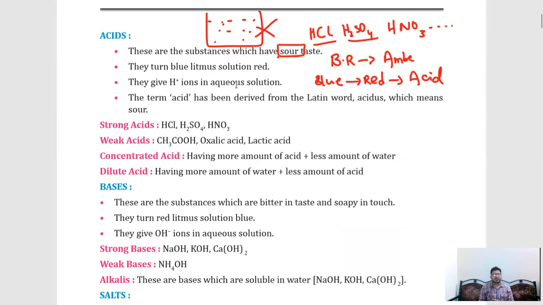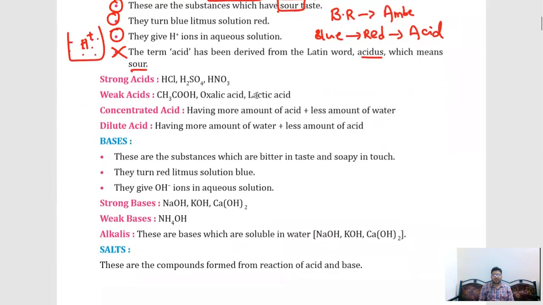Next, they give H plus ions in aqueous solution. Guys, if you take water in a beaker and add 1 or 2 drops of acid, you can find that H plus ions are produced in the water. That is an indication that the solution is an acid. The term acid has been derived from the Latin word acidus, which means sour. In these points, the first one is important, the second one is important, the third one is important. No need to learn that one.